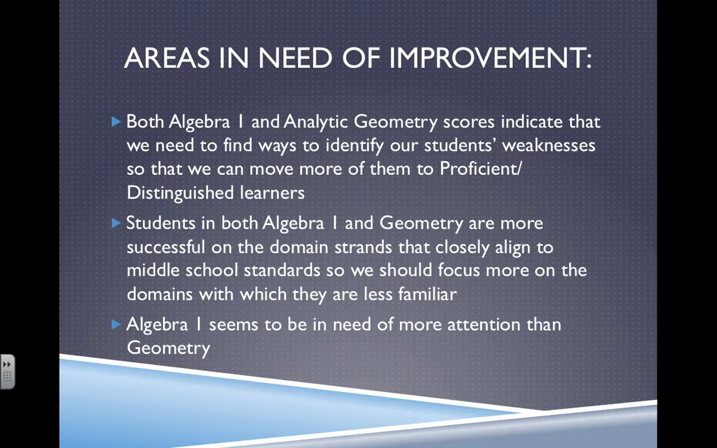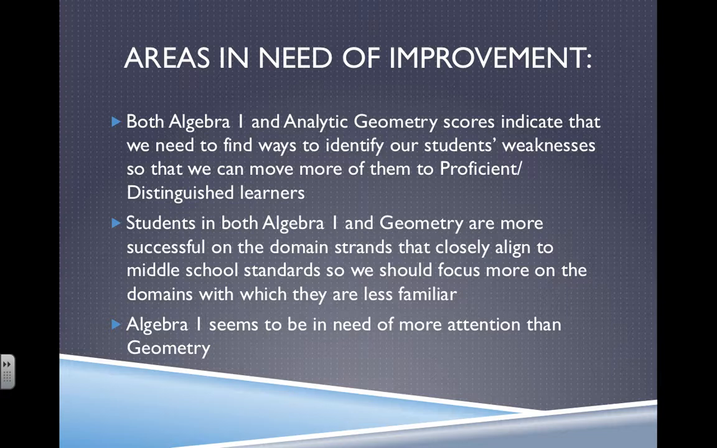Okay, as I look at the data, three things sort of pop out to me that need improvement. And the first is that our Algebra 1 and Analytic Geometry scores indicate that we need to find ways to identify our students' weaknesses so that we can move more of them to proficient or distinguished learners. That's where that domain data comes in. Whether we use that or not, we have to find a way to pinpoint our students' weaknesses so that we can fill those gaps and move them in the direction of being a proficient learner.